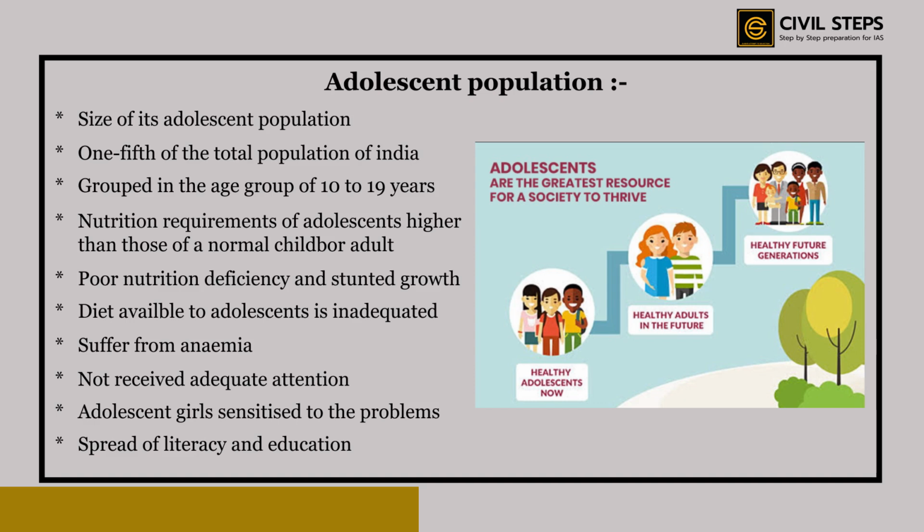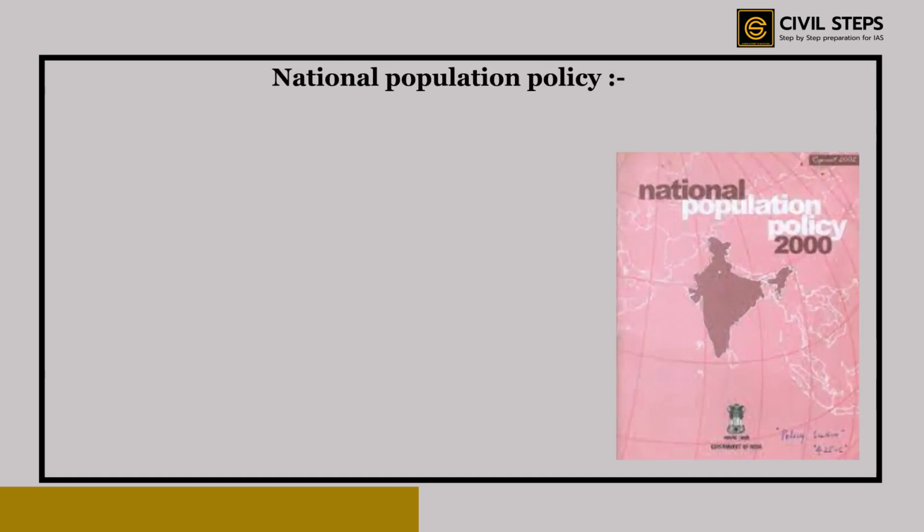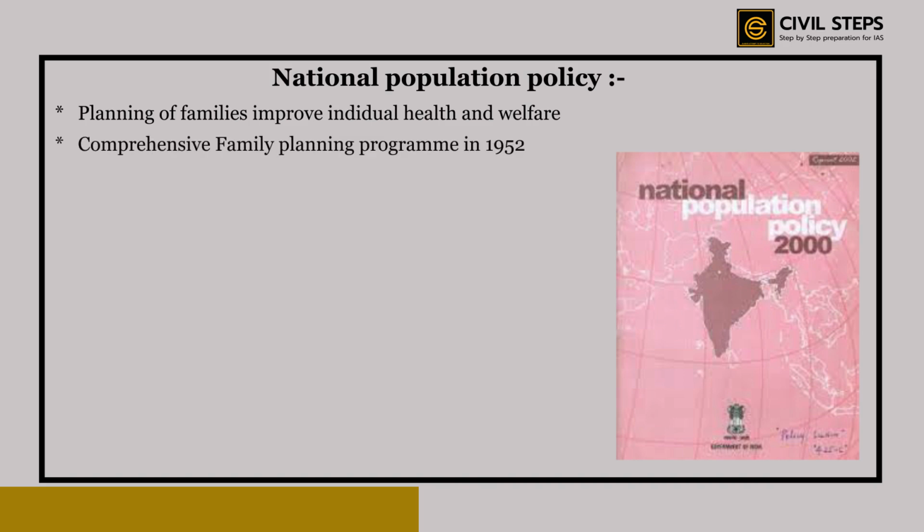Now let us talk about the National Population Policy. Recognizing that the planning of families would improve individual health and welfare, the Government of India initiated a comprehensive family planning program in 1952. The Family Welfare Program has sought to promote responsible and planned parenthood on voluntary basis.